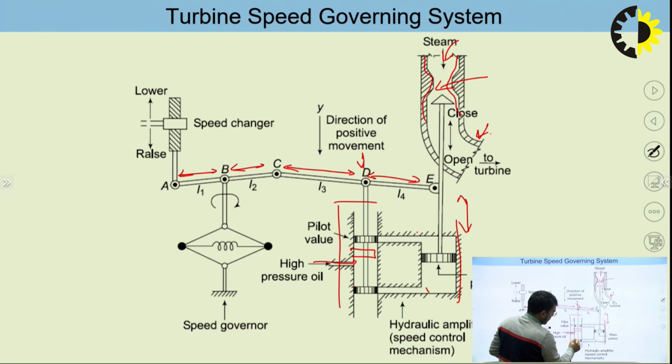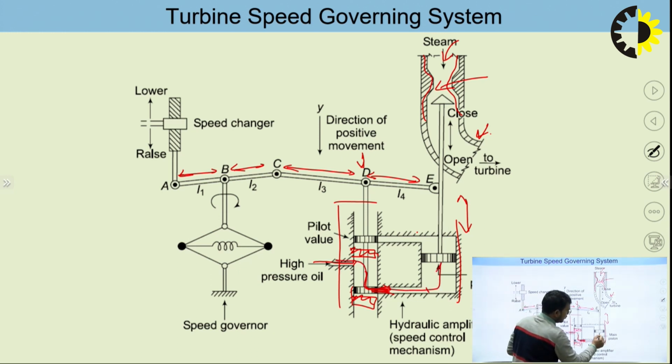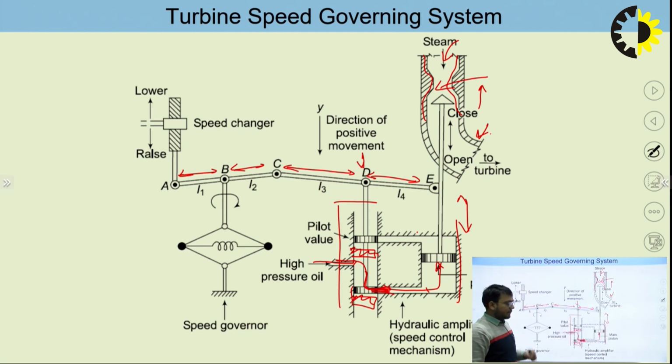So this will be the valves, and you can see here this portion will be opened. Now if this portion is opened over here, the high pressure oil will move in this direction and force this main piston to move upward, and when this moves upward, it will close the valve, right?